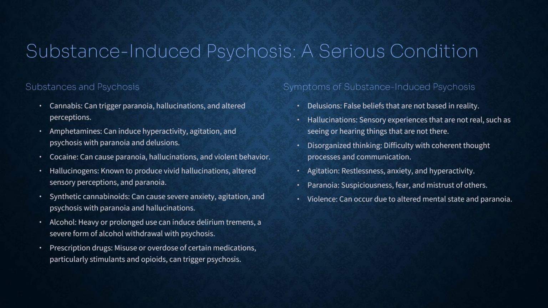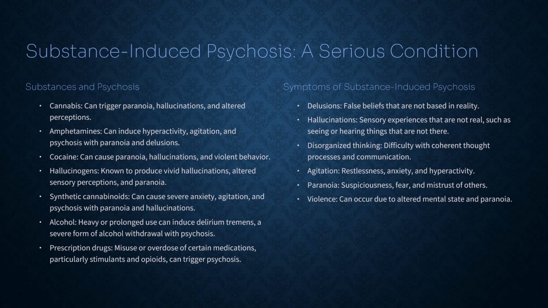So, one way in which a patient can present to you is substance-induced psychosis. This is quite a serious condition. What are the substances which can cause or trigger psychosis? One is cannabis. The most common substance with which patients present to us is cannabis. It can trigger paranoia, hallucinations, and altered perceptions. So this is how patients can present.